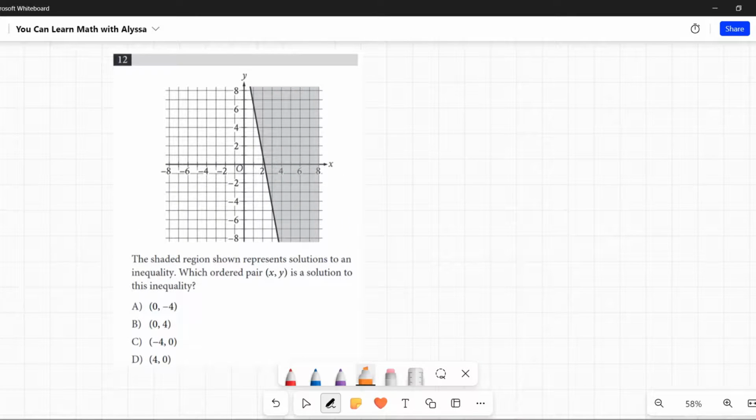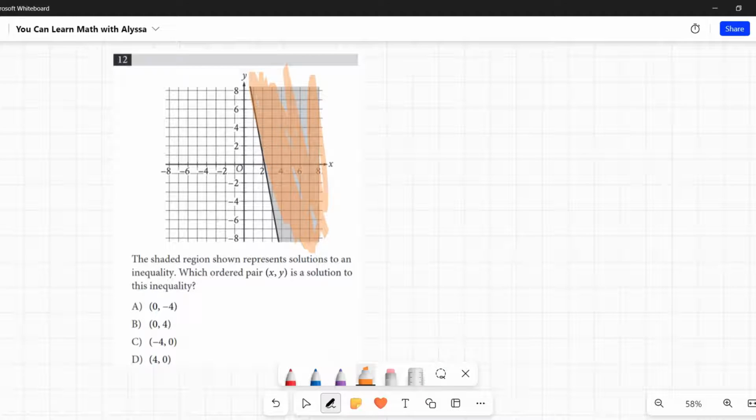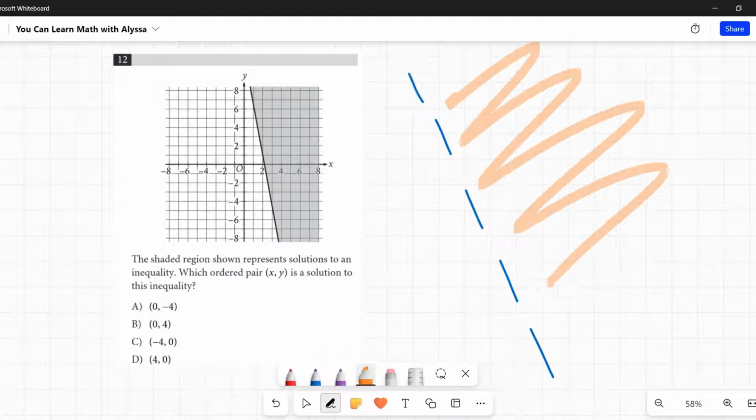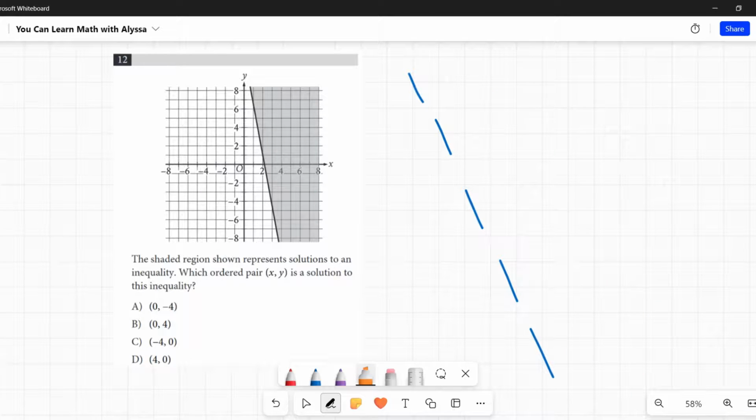Number 12, the shaded region shown represents solutions to an inequality. Which ordered pair is a solution to this inequality? If you have an inequality, the solutions are every single solitary ordered pair in this shaded area, and if it is a solid line, every ordered pair on the line. If this is a dotted or dashed line, then it would only be those in the shaded area, but that's not the case here.